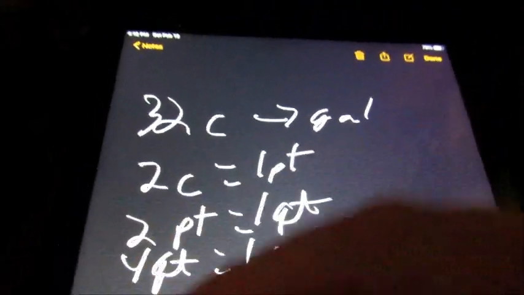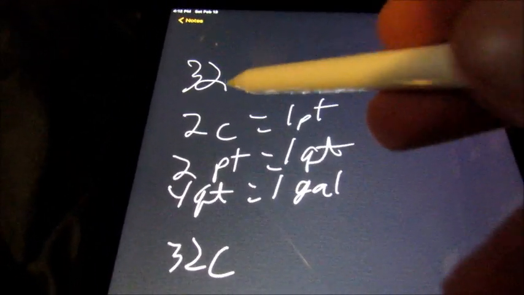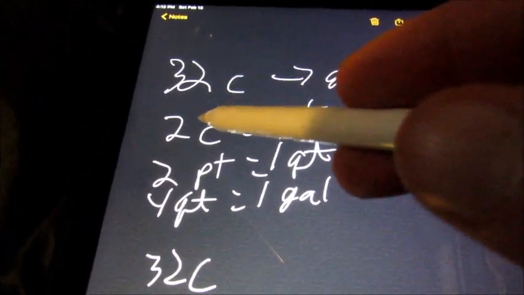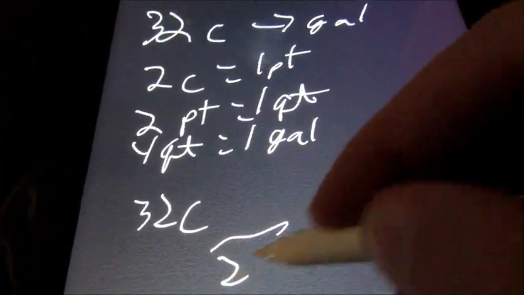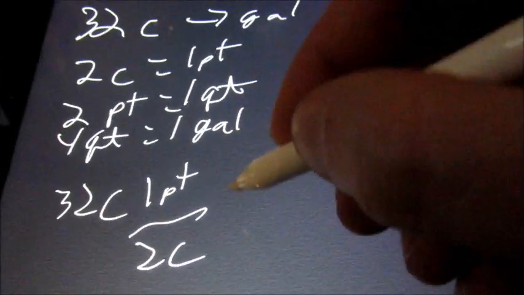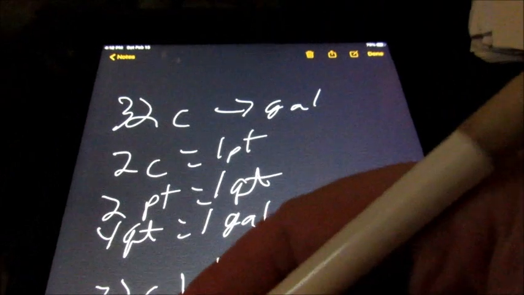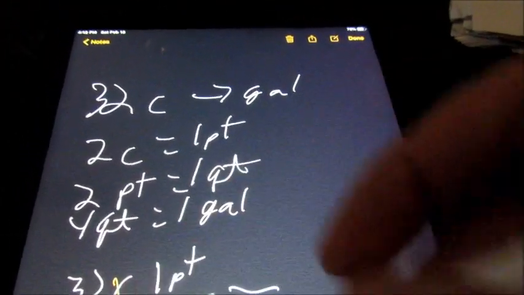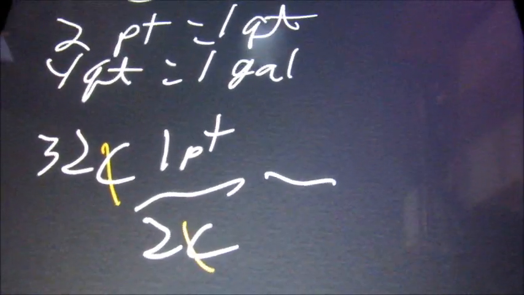So what we're going to do is 32 cups, and see how I start with cups on top. That means my conversion that has cups needs to have cups on bottom. So I'm going to have 2 cups equals 1 pint. So that means I'm going to put my 2 cups on the bottom and my 1 pint on top. And now I can cancel my cups, because those are no longer there, and I now have pints that I need to cancel.